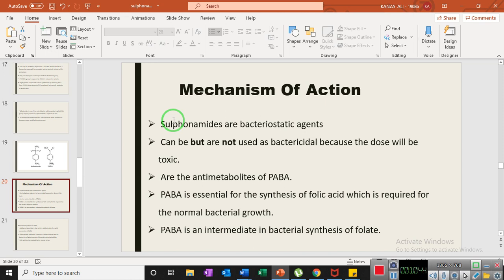Sulfonamides are used as bacteriostatic agents. They can become bactericidal, but for that purpose the dose should be increased, and that dose will be toxic. That's why we are not using the compound at that dose, and hence the compound has not got bactericidal action. Instead, we are using sulfonamides as a bacteriostatic agent.